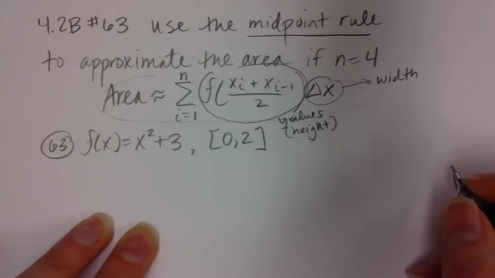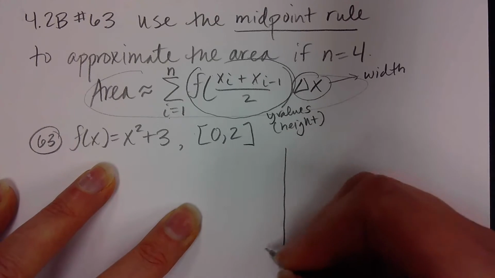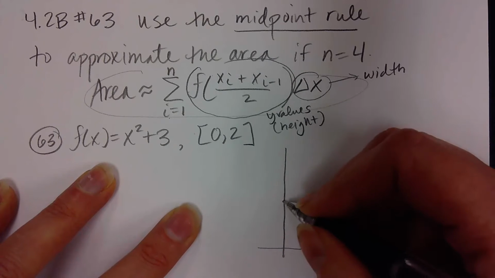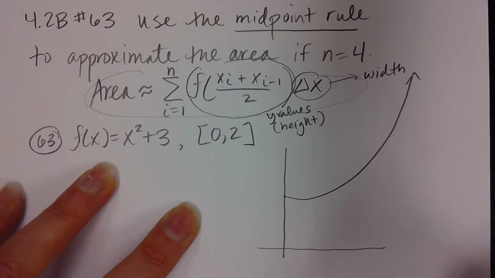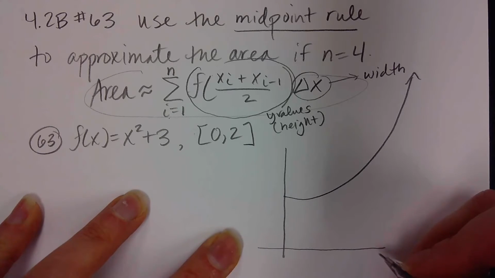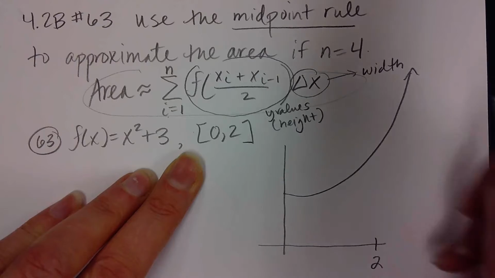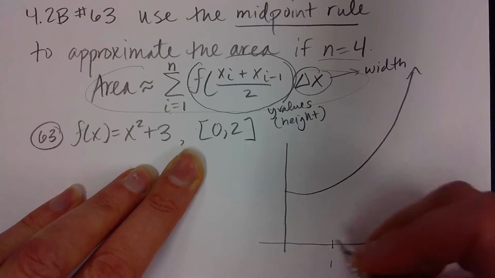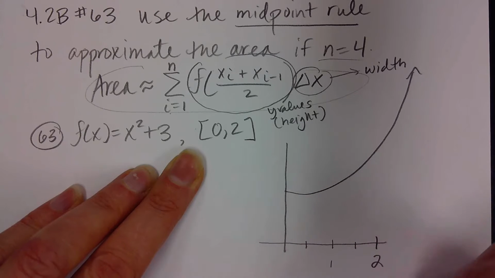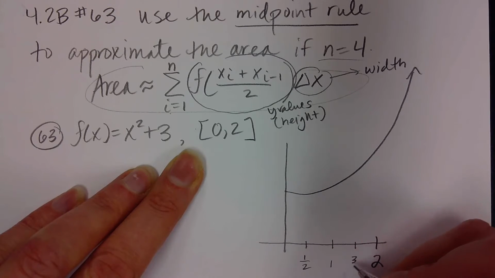So I'm going to draw a little picture of what's going on here for our first problem. So if we are looking at this function x squared plus 3, we know x squared plus 3 looks something like that. I know it's horribly not to scale. And we're looking at this interval from 0 to 2. And we want there to be 4 rectangles. That's what n equals 4 means. So I'm going to divide this into fourths. So I would have 1/2. This would be 1 1/2 or 3/2.